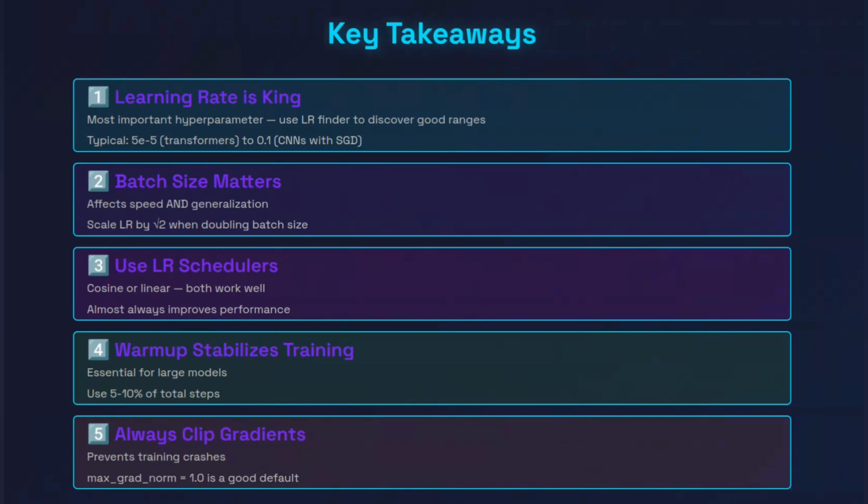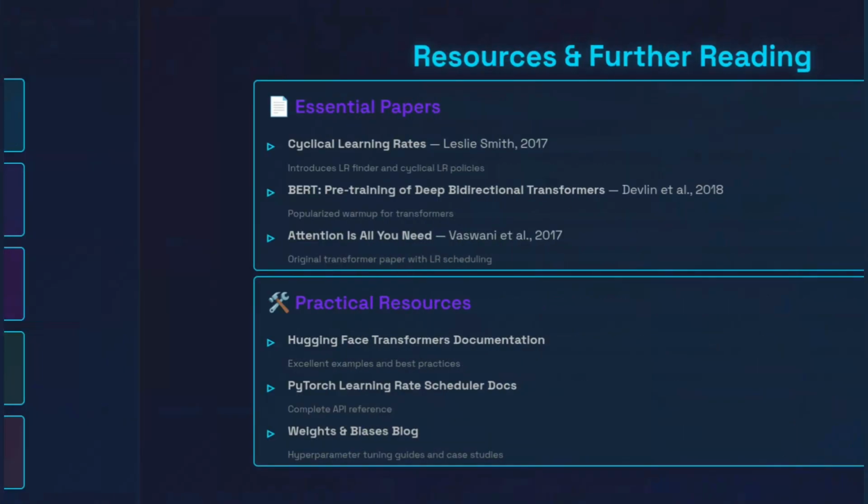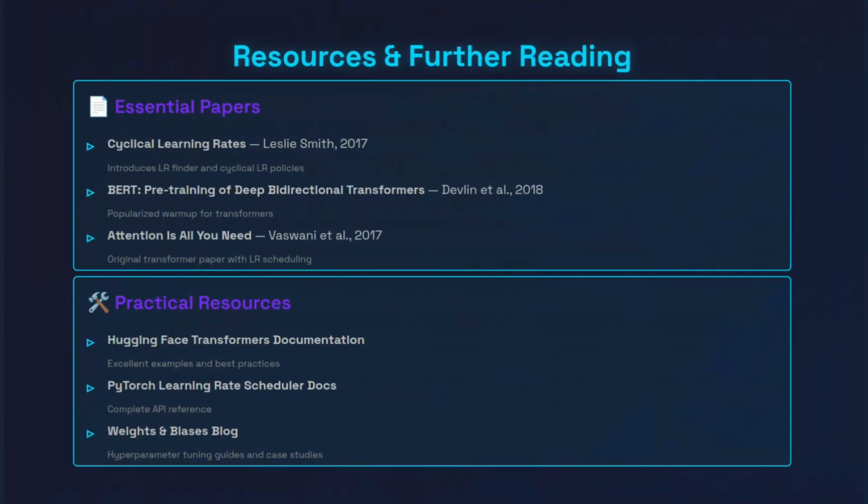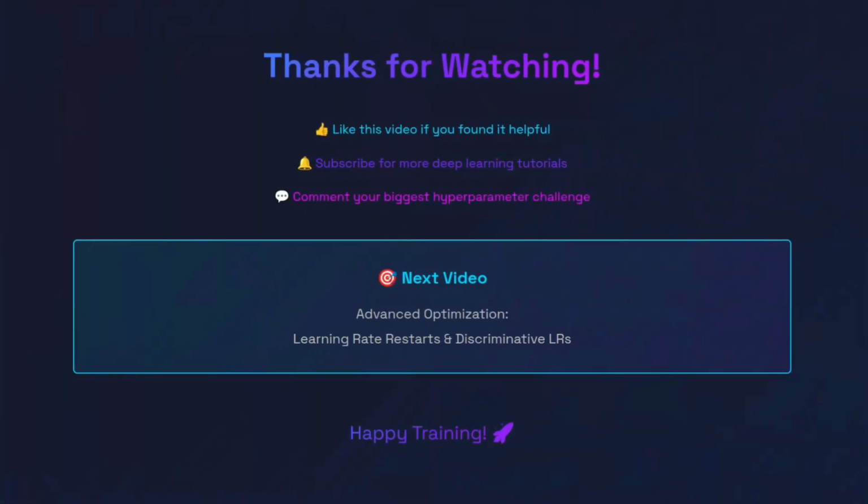It prevents training crashes. If you want to dive deeper, here are some excellent resources. The original Learning Rate Finder paper by Leslie Smith, Cyclical Learning Rates for Training Neural Networks. The BERT paper, which popularized many of these techniques for transformers, and the Hugging Face Transformers documentation, a fantastic practical guide with code examples. And that's it for today's deep dive into hyperparameter tuning.